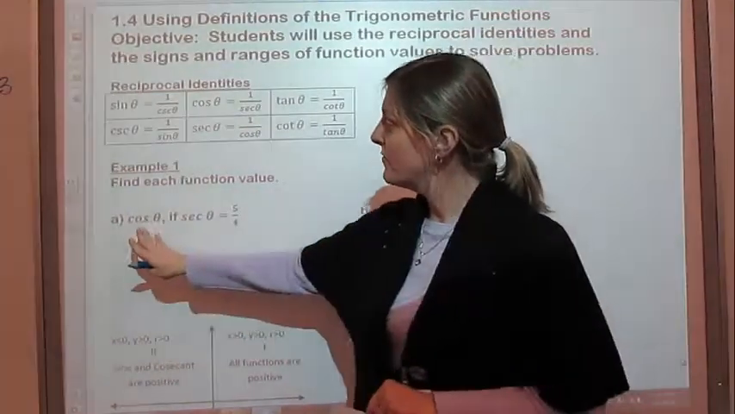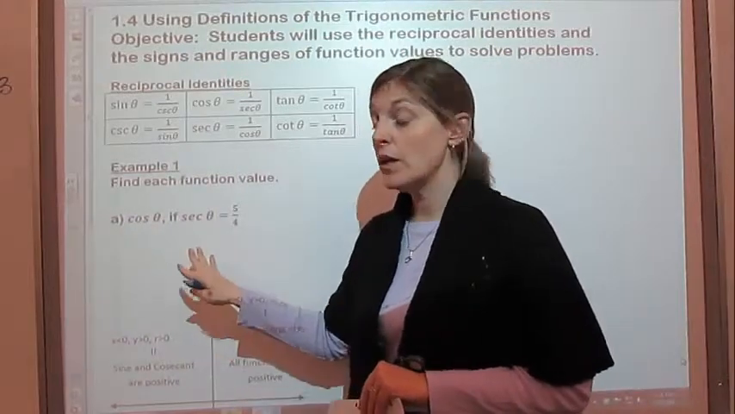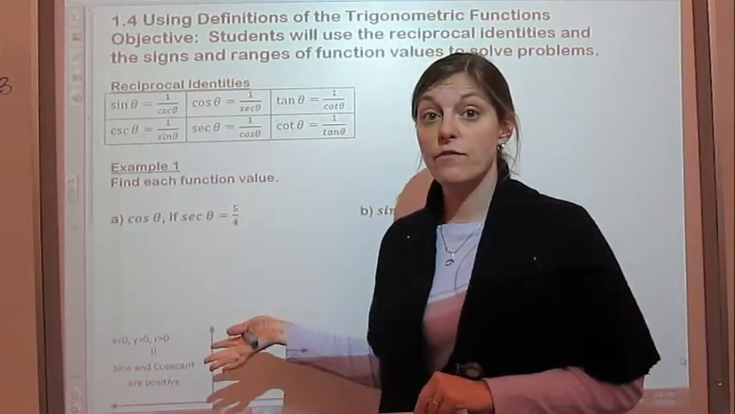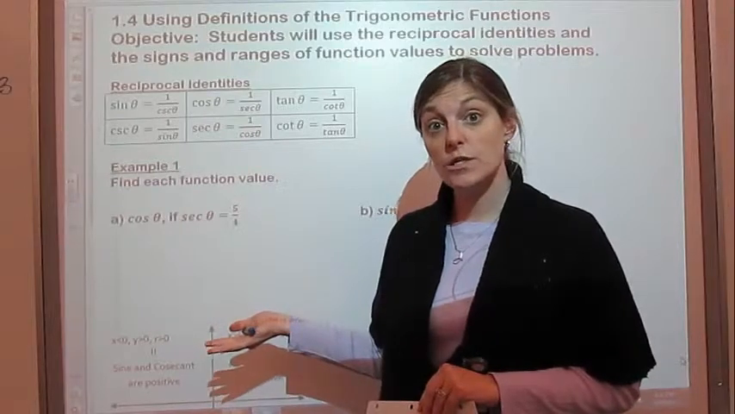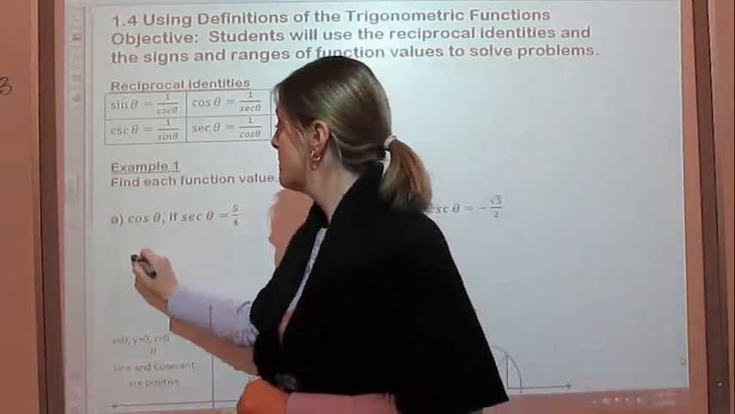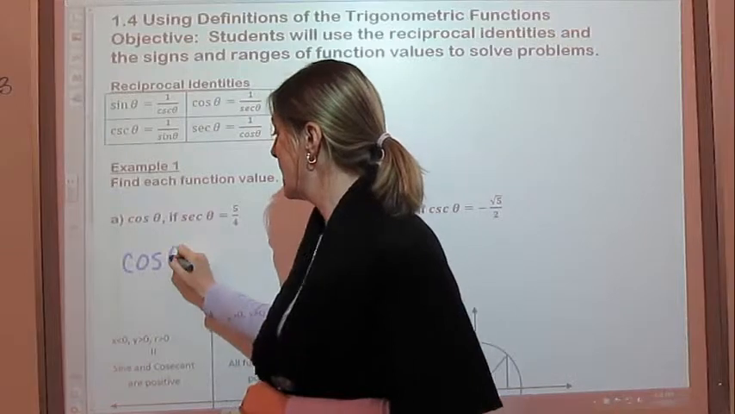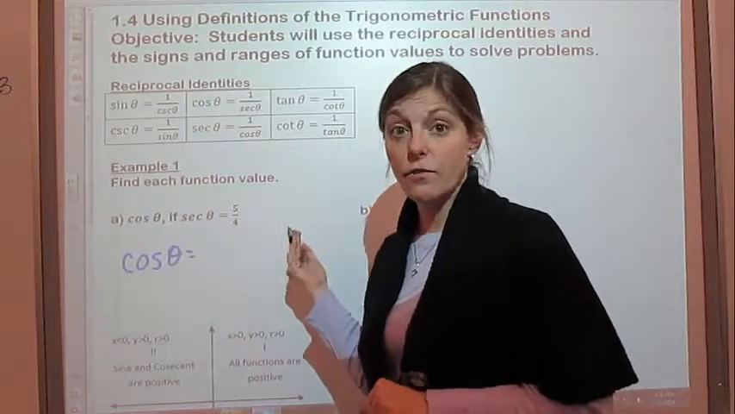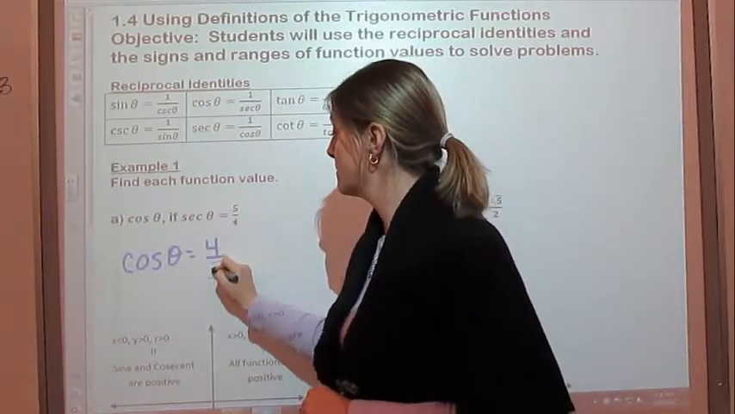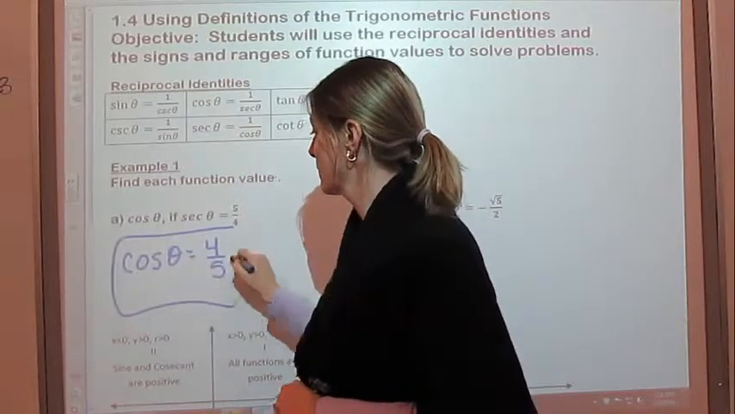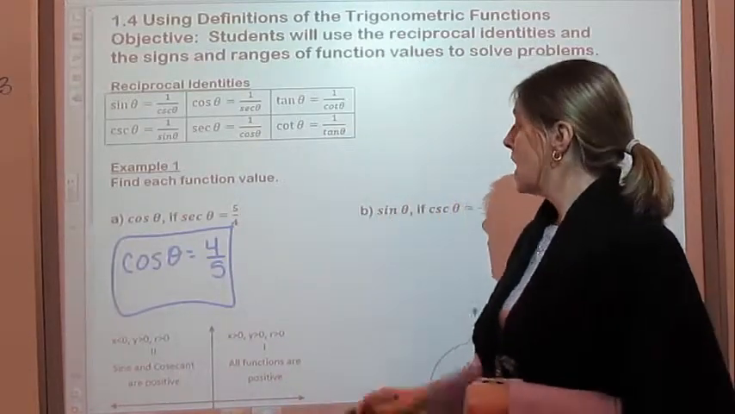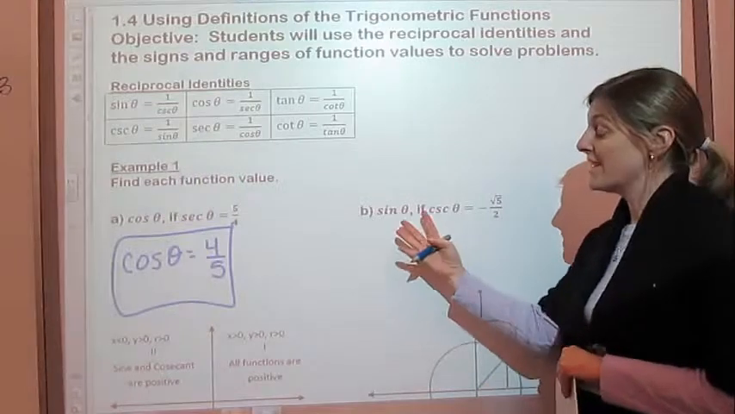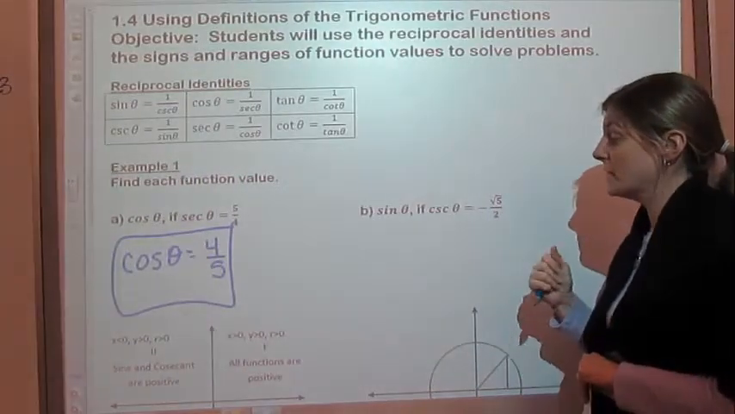We want to find cosine of theta, and we know that secant of theta equals 5/4. The relationship between the two is that they are reciprocals, so the cosine of theta is just the reciprocal of 5/4, so it's 4/5. And that's it.